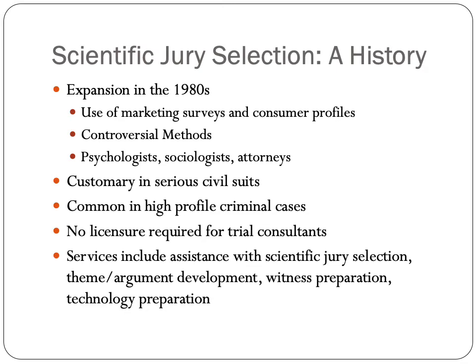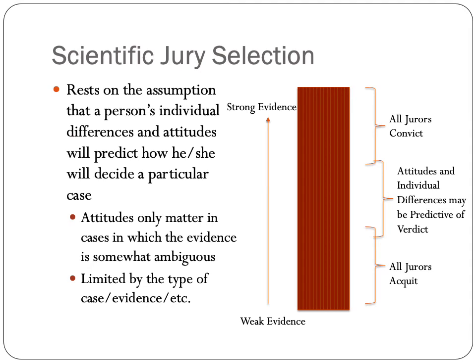Now, one of the super important things is that scientific jury selection rests on the assumption that a person's individual differences and attitudes will predict how he or she will decide a particular case. But what's super important is that attitudes only matter in cases in which the evidence is somewhat ambiguous. So it's limited by the type of case or evidence.